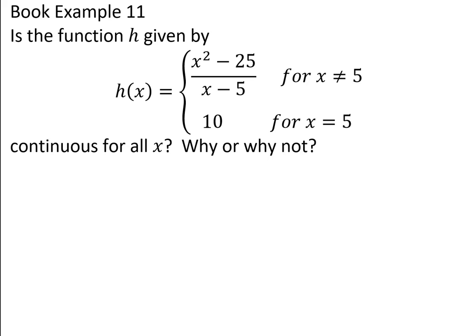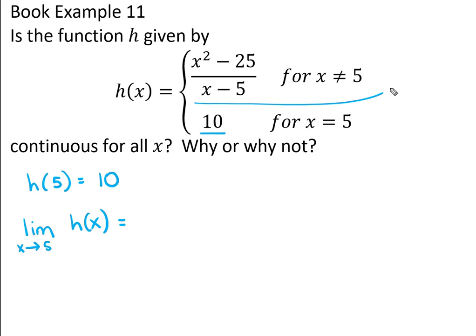So let's test to see if it's continuous at x equals 5, and if it is, then we'll know it's continuous everywhere. The first step to testing if it's continuous at 5 is to plug it in. Does h of 5 exist? Yes, it does, and we're told that the answer is 10. Does the limit of h of x exist when x approaches 5? And that's not looking at this one, that's looking at that one.